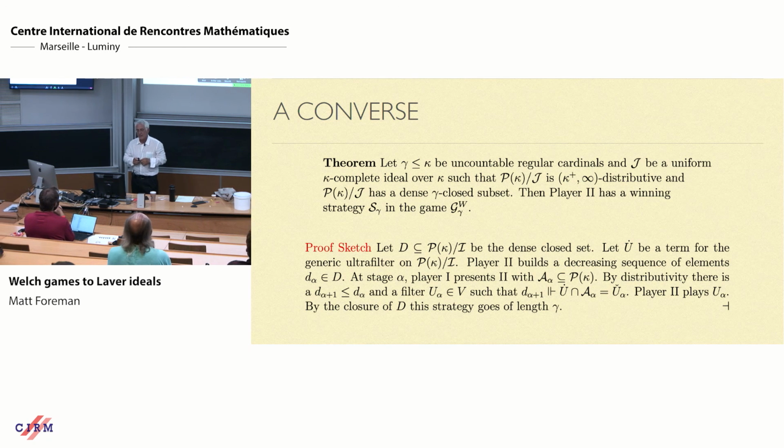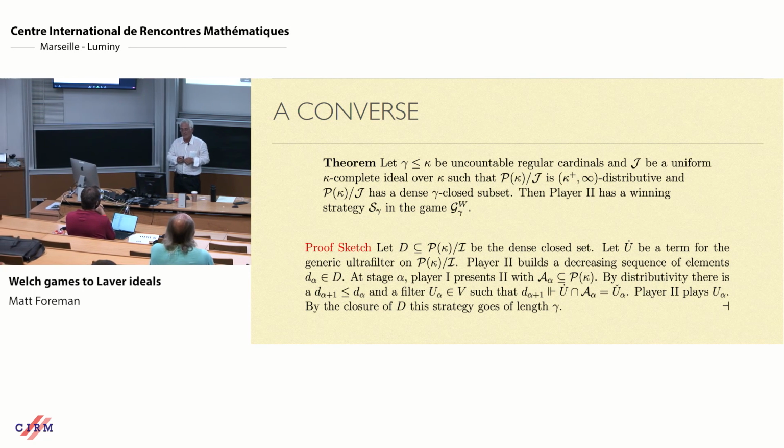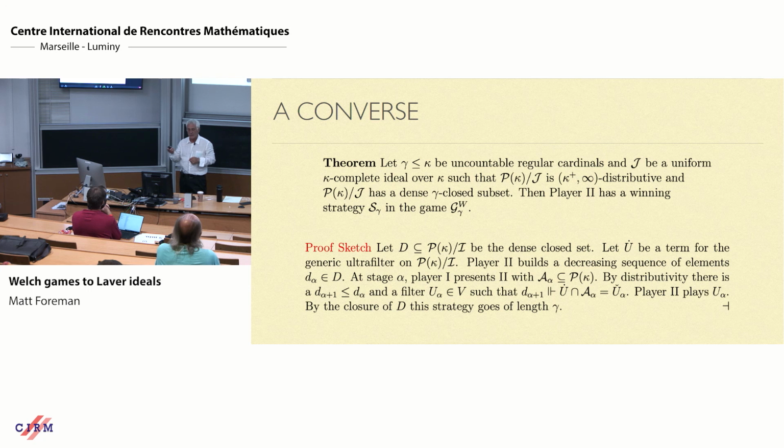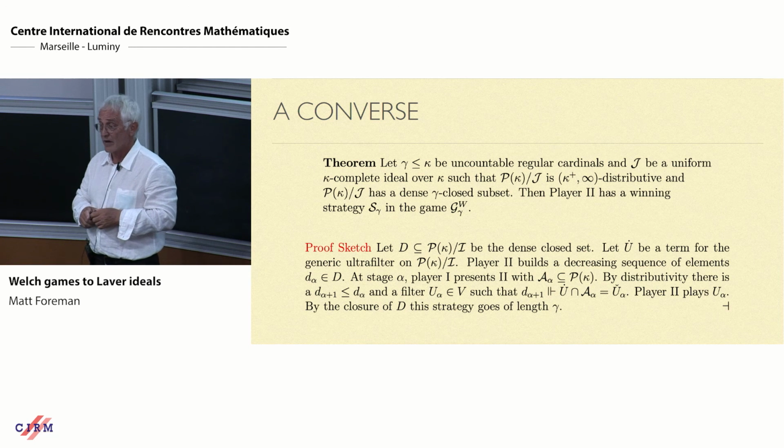Take D to be the dense closed subset, and let U dot be a term for the generic ultrafilter on the power set of kappa mod I. So this is the filter such that you're in the ideal if the possibility of kappa being in J of X has Boolean value 0, if that's impossible. So what is player 2's strategy?